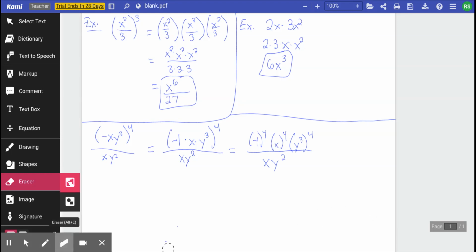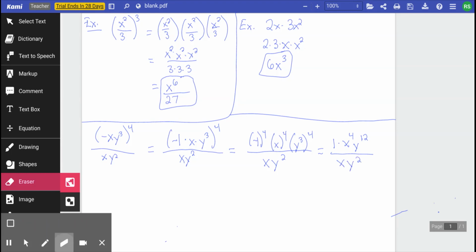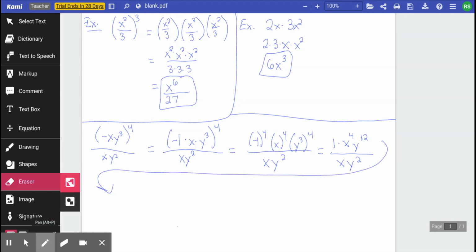All right, negative 1 to the 4th power. So we're taking negative 1 times itself 4 times, which is positive 1. X to the 4th is x to the 4th, and y cubed to the 4th is y to the 12th over xy squared. Okay, we don't need that 1 there, so I'm going to rewrite the problem as x to the 4th, y to the 12th over xy squared.